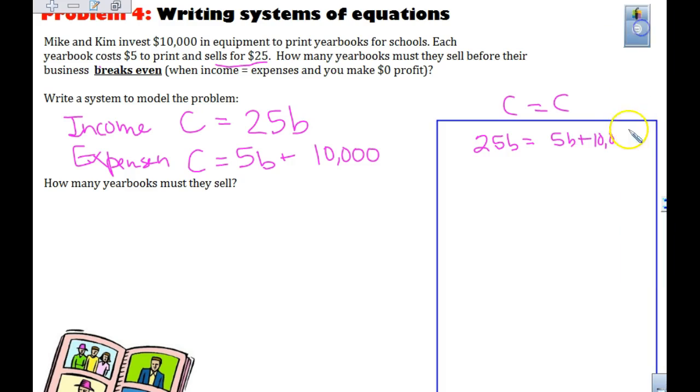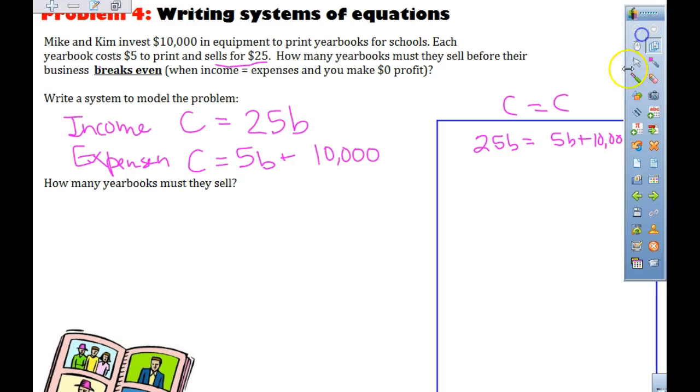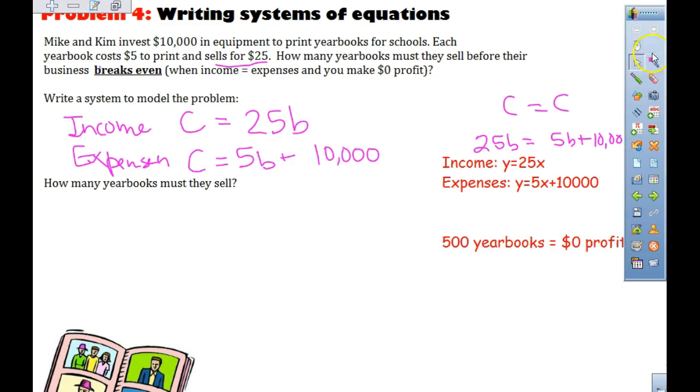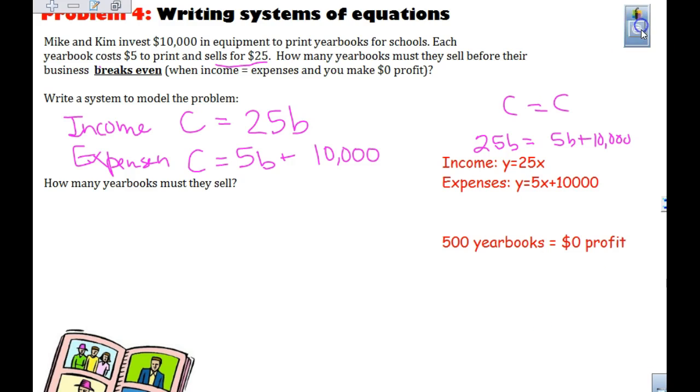And if you looked at this equation, most of you could probably finish solving that equation. I'm going to show you the answer to that one. When they did this equation, when we were showing it, they used y and x. Does it matter, again, if you use C and B or y and x? No. You should have solved and had 20B equal 10,000, and you would have divided and got 500 yearbooks. Okay.